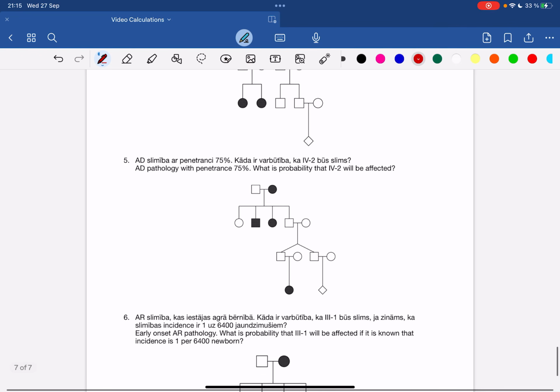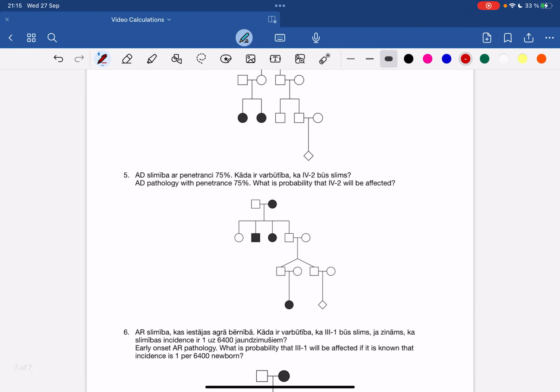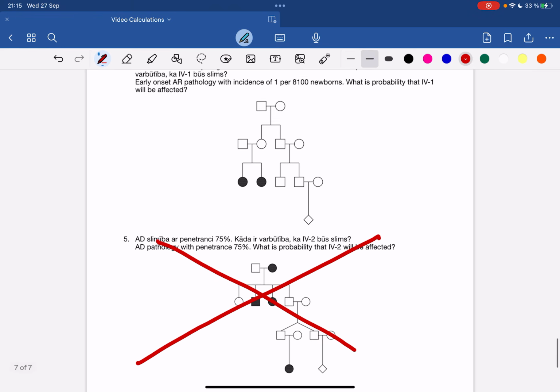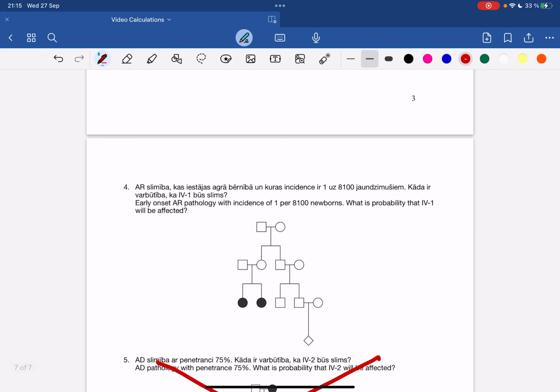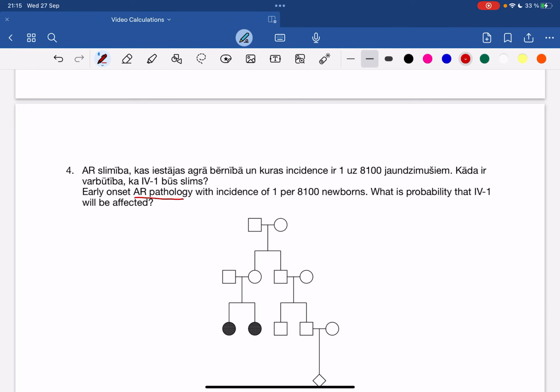Now let's do the final two. This one we're going to draw a big X over because this is autosomal dominant. That's not something we're going to go through today. Autosomal recessive, remember this is in Latvian, so we're starting from here to read. Early onset AR pathology with incidence of 1 per 8,100 newborns. What is the probability that 4/1 will be affected?